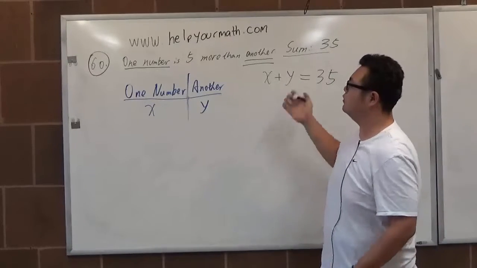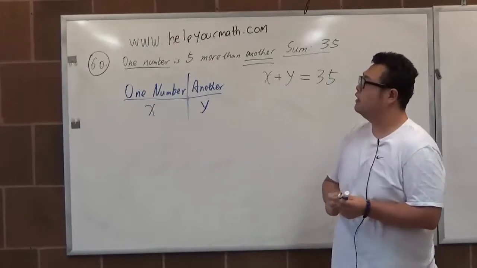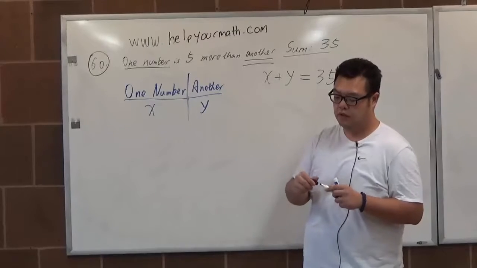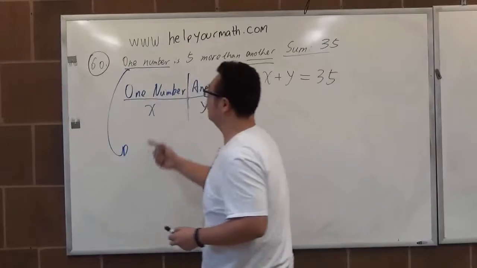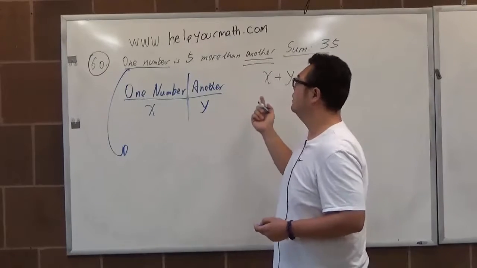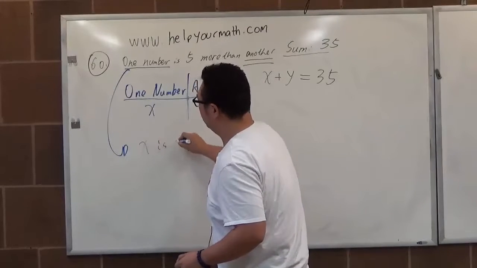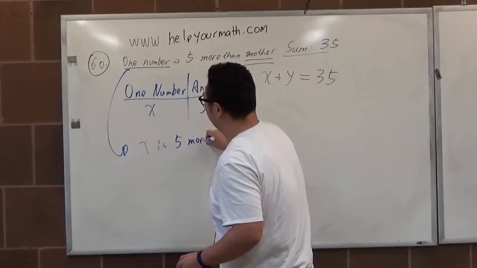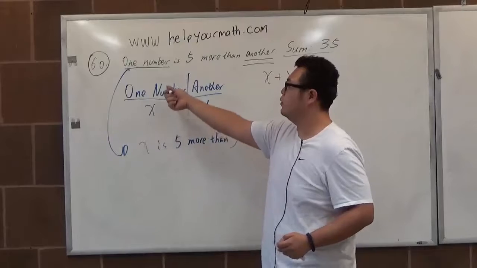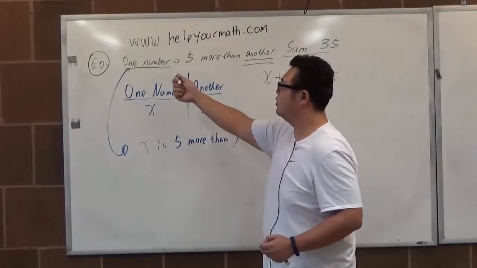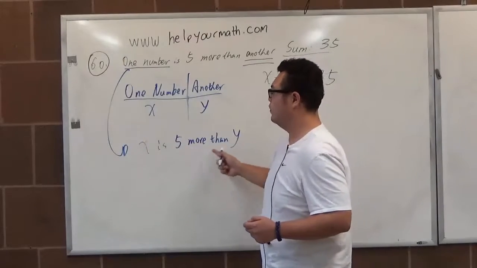Then the second equation we'll get from the remaining sentence we didn't use up. This sentence tells us the relationship between the two numbers. When we read that a little more, one number is 5 more than another, because x is one number and y is another, it simply means x is 5 more than y.